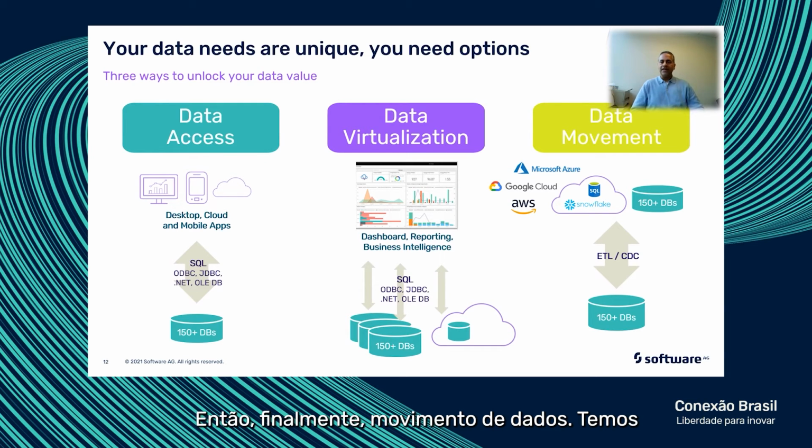And finally, data movement. We have the ability to move data from over 150 different data sources to over 150 on-premise or in the cloud, or a hybrid of both.